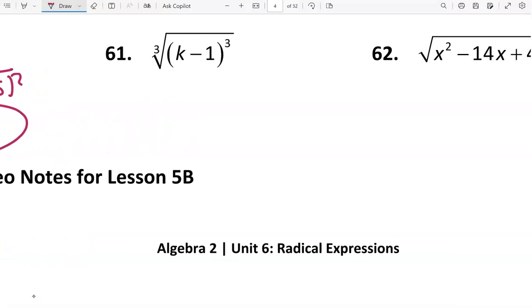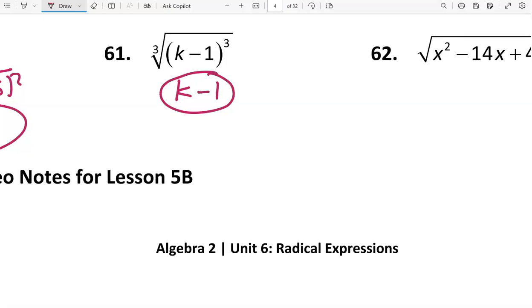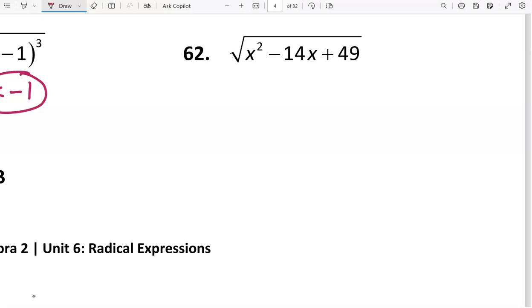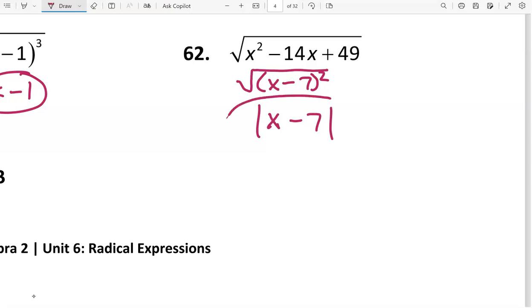All right, in 61, the cube root of (k minus 1) cubed is just k minus 1. With an odd root of an odd power, the power and root undo one another, and we just get k minus 1. No absolute values there. In 62, we can factor x squared minus 14x plus 49 into (x minus 7) times (x minus 7), which is (x minus 7) squared. And the square root of a square is the absolute value of that radicand, so the absolute value of x minus 7 is the final result.